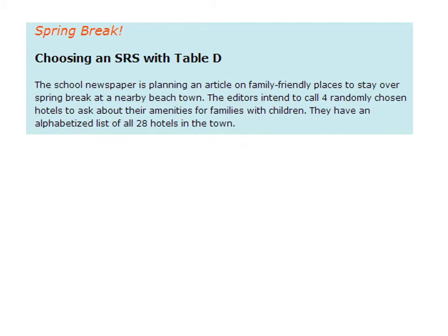Here's the example from your textbook. The school newspaper is planning an article on family-friendly places to stay over spring break at a nearby beach town. The editors intend to call 4 randomly chosen hotels to ask about their amenities for families with children. They have an alphabetized list of all 28 hotels in the town.